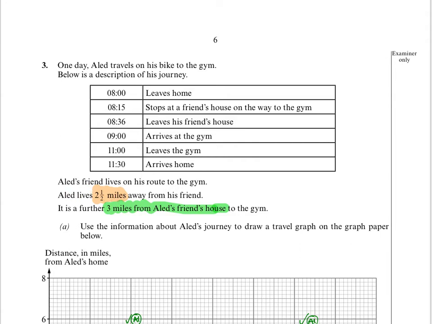We're told that Aled's friend lives 2.5 miles away from his house, so I'm going to have to deal with scales pretty quickly as well. And then the key word here for me, I probably should have highlighted this as well. Let me just change the size of this highlighted thing. I probably should have highlighted further here. It's important that further 3 miles, that's going to be very important in the next bit.